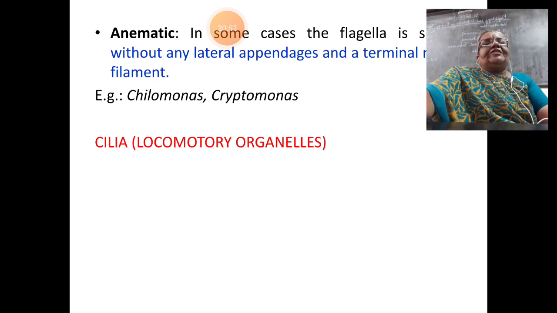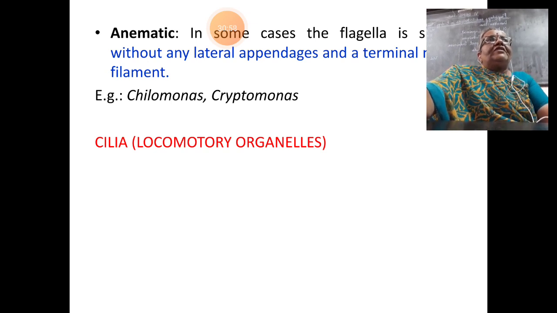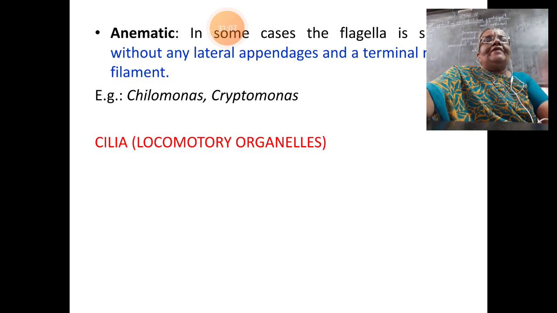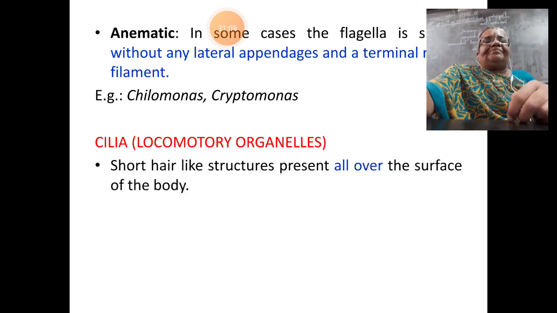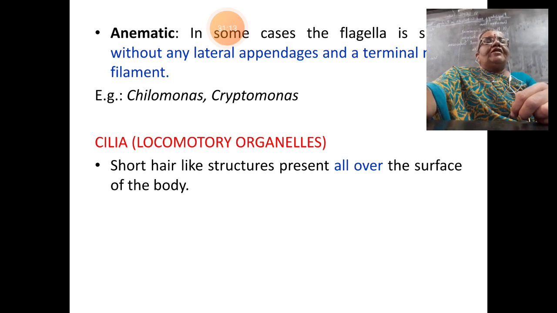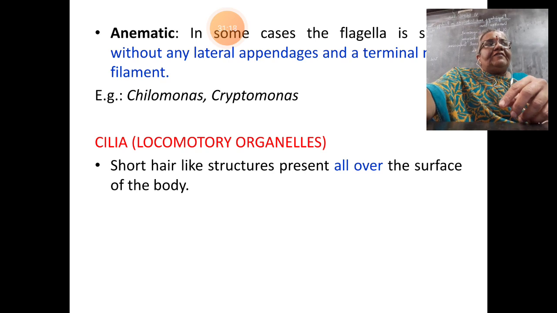Now, let us study the cilia as locomotory organelles. You can't use the term organs, it is for a multicellular animal. You have to use the term organelle. Okay, cilia as locomotory organelle. Let's see. These are short hair-like structures present all over the surface of the body.